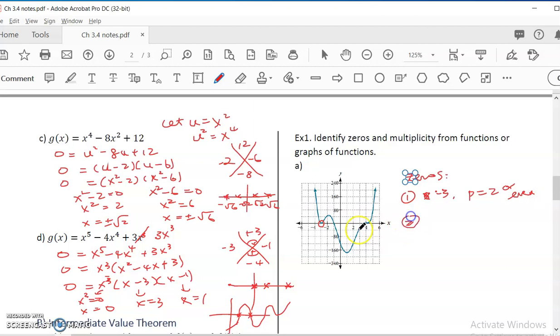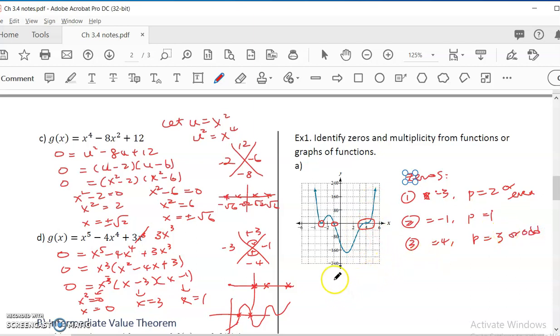And then the second one is -1. The 0 is -1. The graph crosses it rather linearly, so we say multiplicity 1. The third one is x equal to 4, or the 0 is equal to 4. So the multiplicity is, it's kind of curved, but it crosses. So we would say 3, or odd, right?